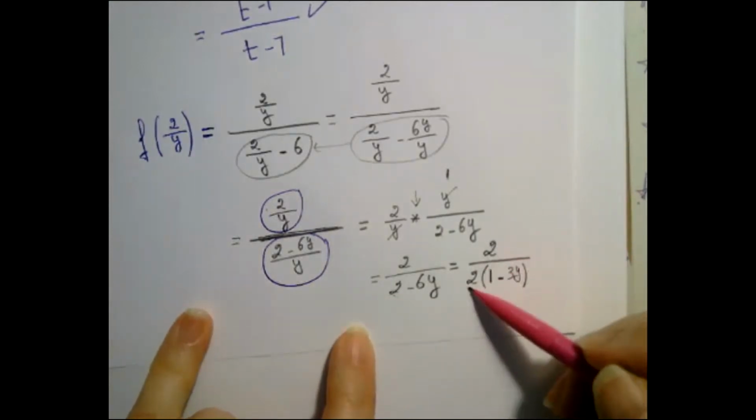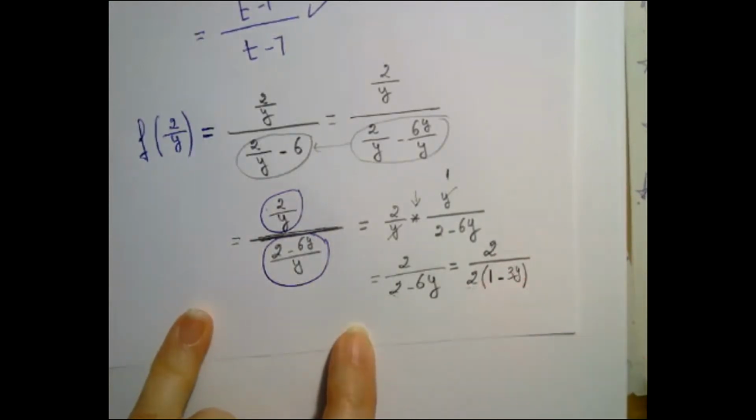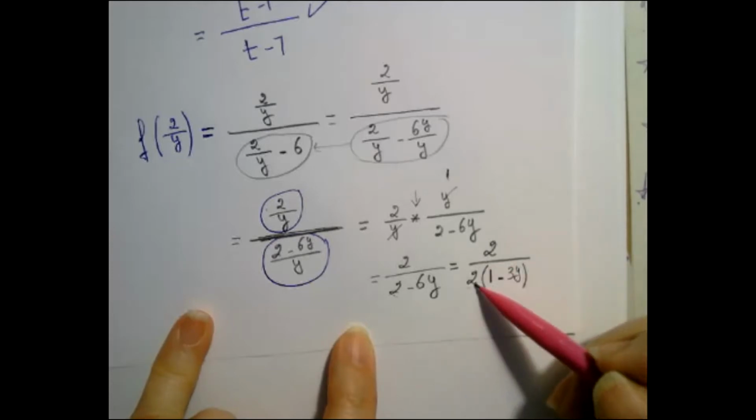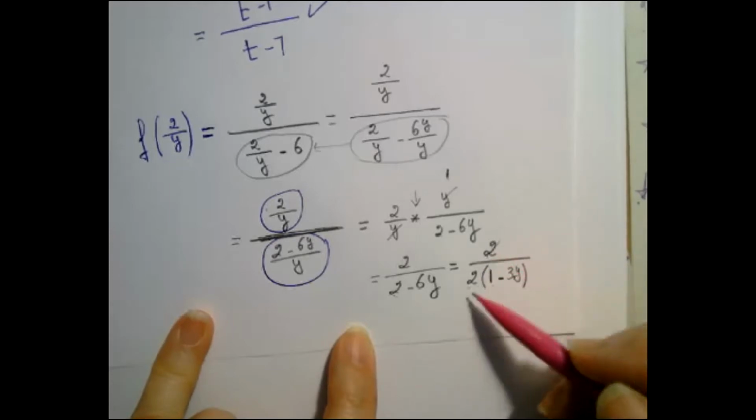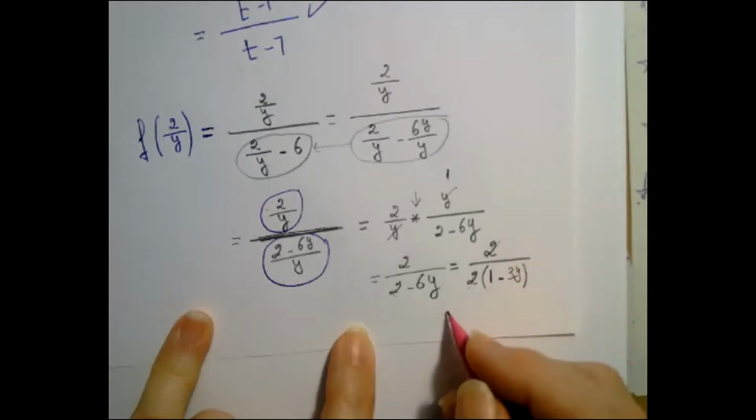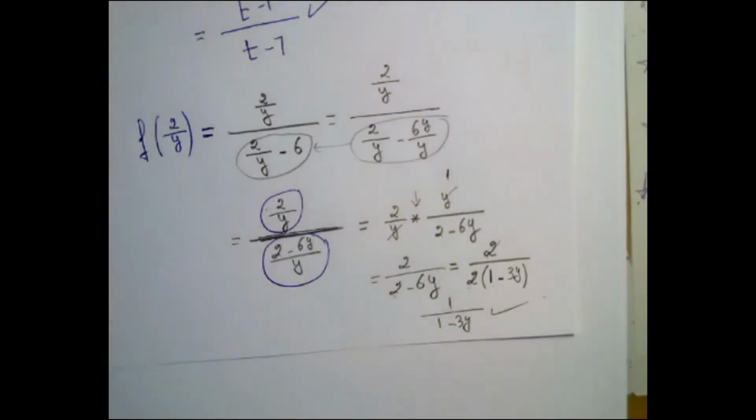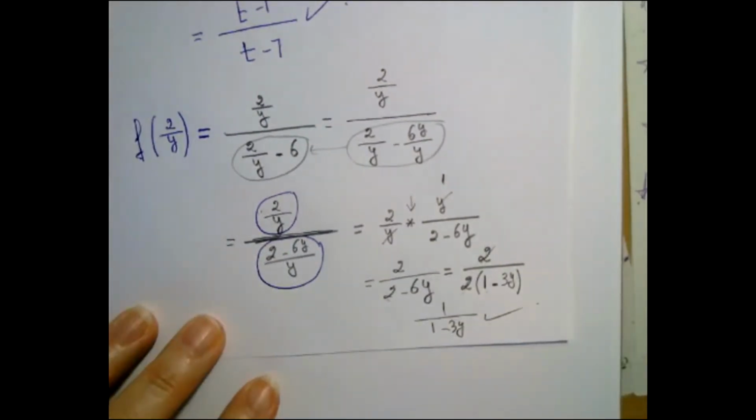Now, can I simplify by 2, numerator and denominator? Yes, you could, because it's multiplied, so they cancel. And this would give me 1 over 1 minus 3y. End of the problem. Okay?